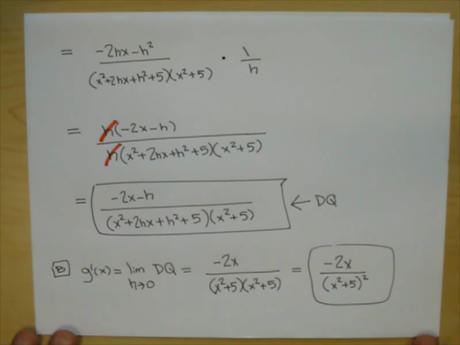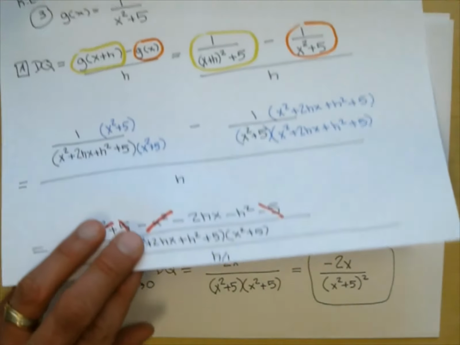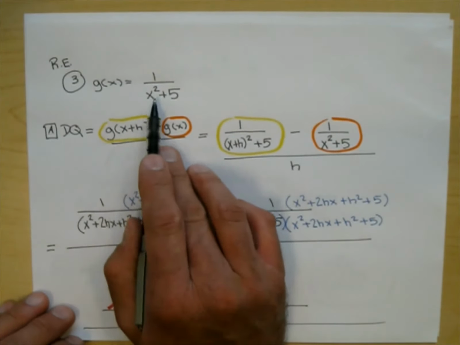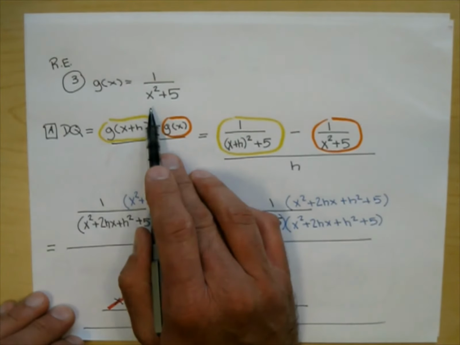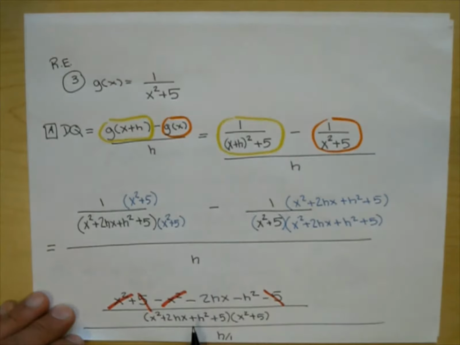So that is the answer. Now, when you think about it, look at this. If they just asked us on the test to take the derivative of this, we would just do the quotient rule, and it would be a lot faster than this. But on the test, if they say compute and simplify the DQ and use that to find the derivative, you have to do it this way.